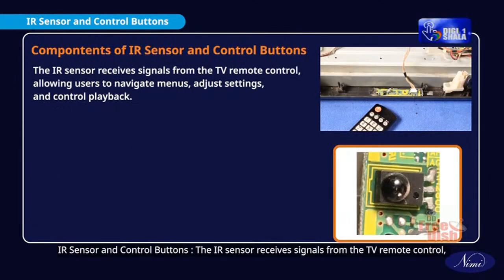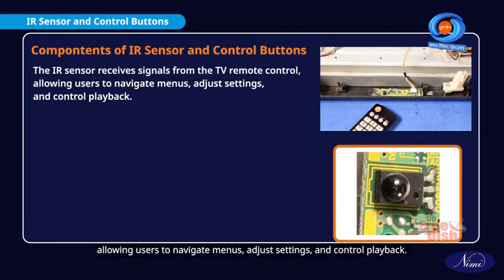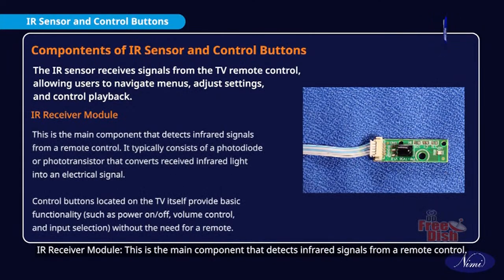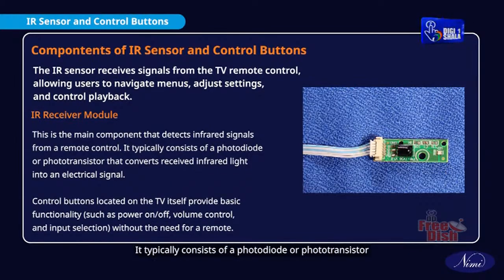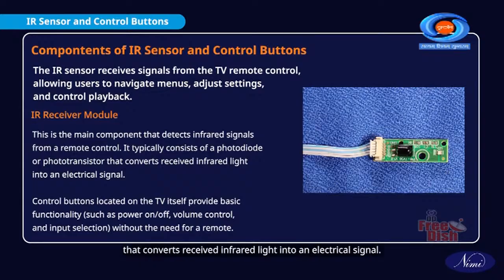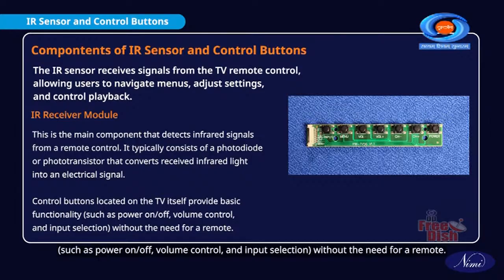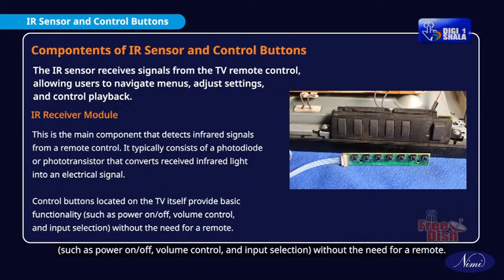IR sensor and control buttons. The IR sensor receives signals from the TV remote control, allowing users to navigate menus, adjust settings, and control playback. IR receiver module. This is the main component that detects infrared signals from a remote control. It typically consists of a photodiode or phototransistor that converts received infrared light into an electrical signal. Control buttons located on the TV itself provide basic functionality such as power on, power off, volume control, and input selection without the need for a remote.